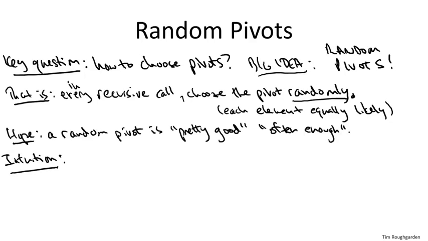The first claim is that, in our last quiz, we said, suppose we get lucky and we always pick the median in every single recursive call. And we observed we do great. We get n log n running time.